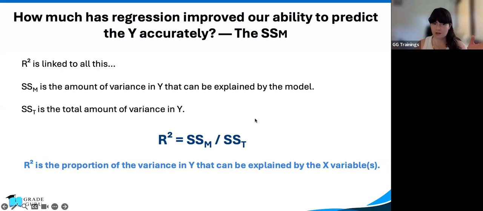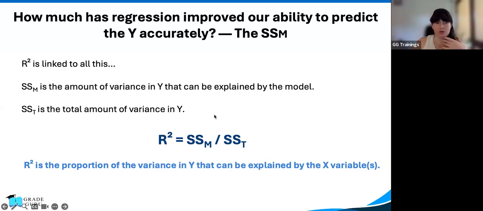And how do we express the R square? It's the proportion of the variance in Y that can be explained by our independent variables. Y has a lot of variance. What proportion of it is explained by this regression model?